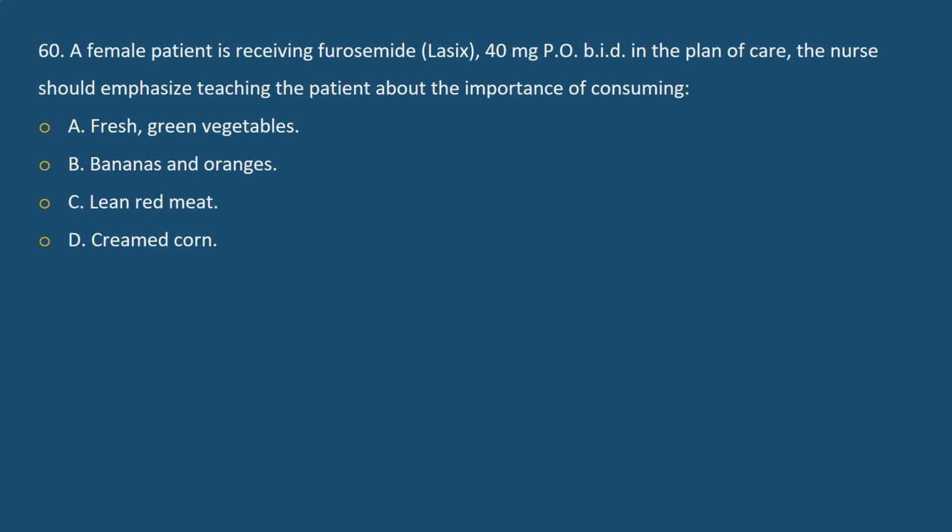Question 60. A female patient is receiving furosemide, Lasix, 40 milligrams PO BID. In the plan of care, the nurse should emphasize teaching the patient about the importance of consuming A. Fresh green vegetables, B. Bananas and oranges, C. Lean red meat, D. Creamed corn.